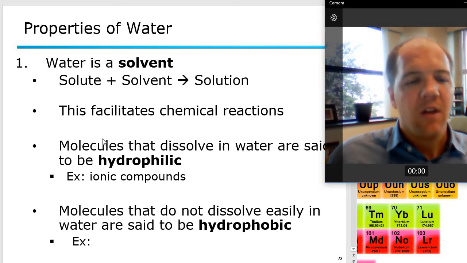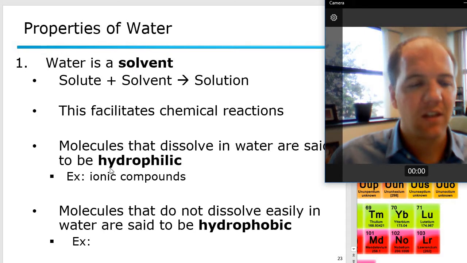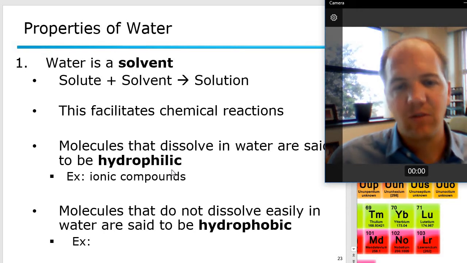etc. Things that are dissolved in water, we call them hydrophilic. Hydro meaning water, philic meaning love of. So hydrophilic means love of water. Anything that has a charge is going to be hydrophilic.